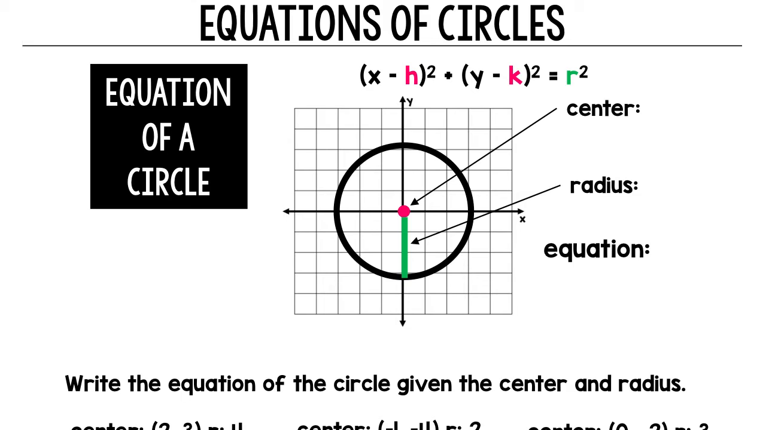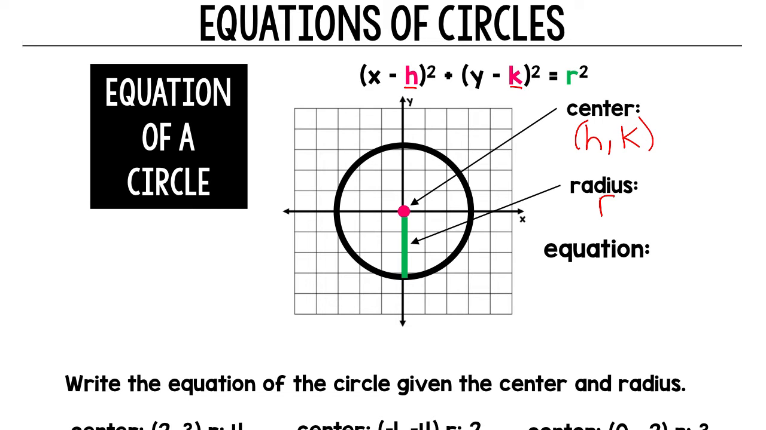Today, we're going real straightforward with equations of circles. The equation of a circle comes in the form x minus h squared plus y minus k squared equals r squared, where the center is (h, k). So (h, k) is the center. The radius is r. And that's pretty much all you need to know.